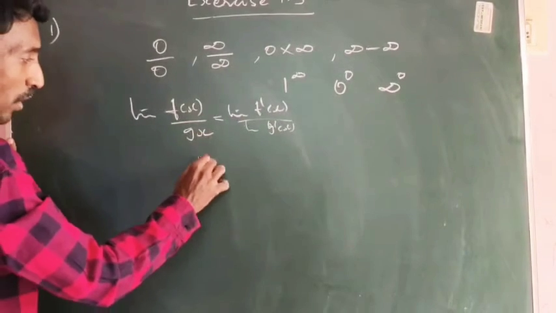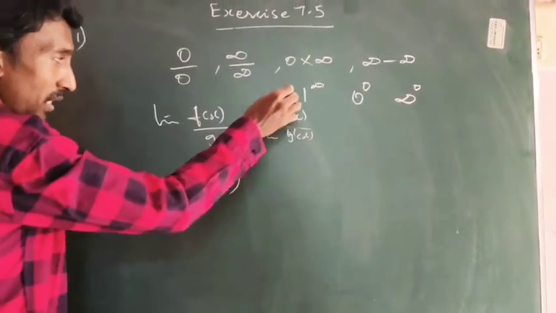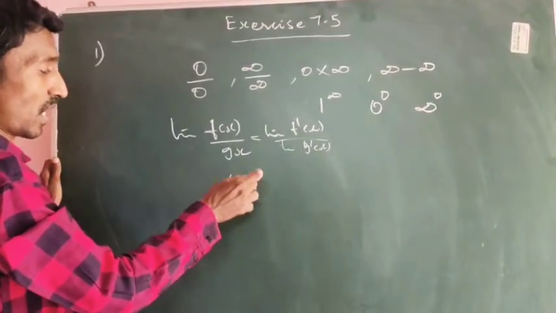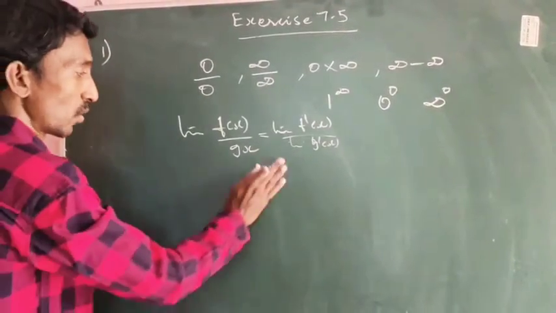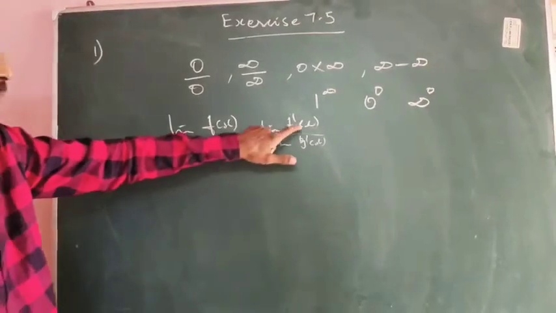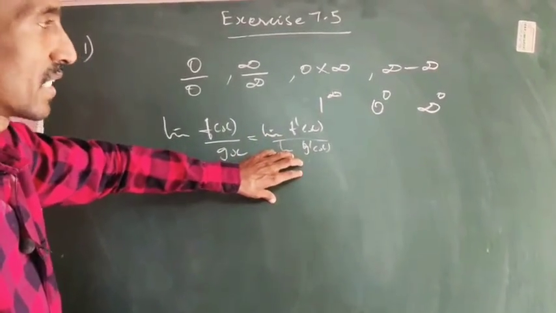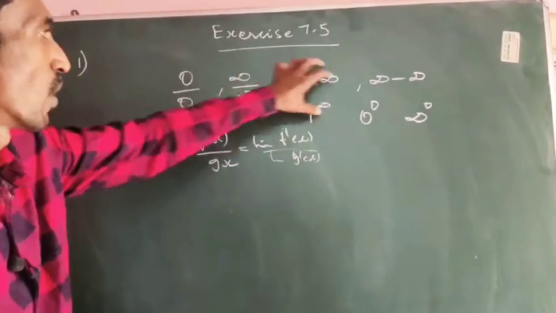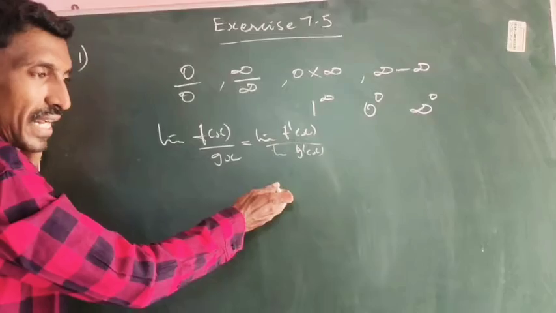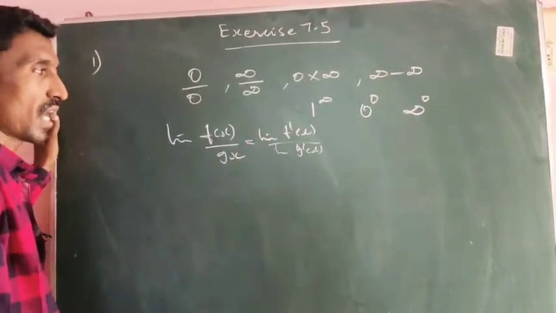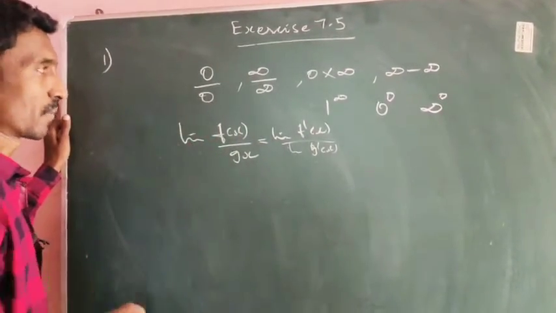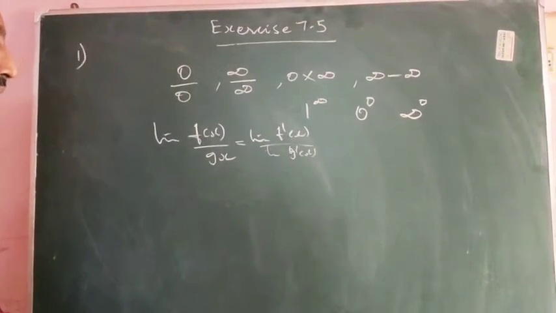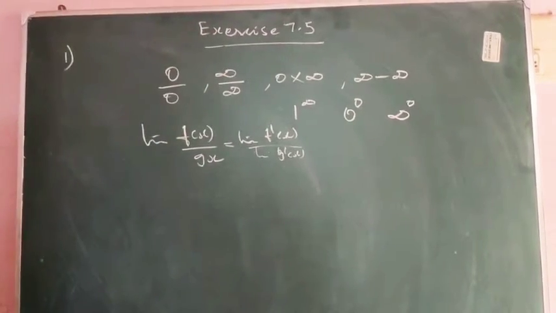We are going to use only the derivative of the numerator and the derivative of the denominator separately. We are not going to use u by v the whole dash. Be careful with that. Once again apply the limit. If you get a finite answer, stop. Otherwise, if you get any one of these indeterminate forms, find out the second derivative, third derivative, etc., until you reach the finite answer. So that is called L'Hopital's rule. So we are going to apply it in exercise 7.5.